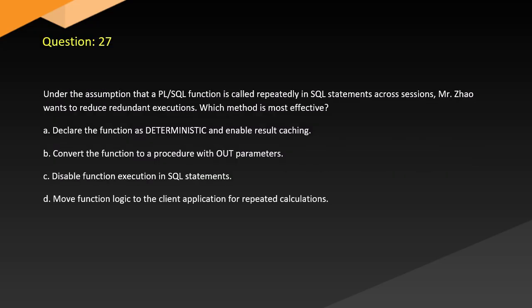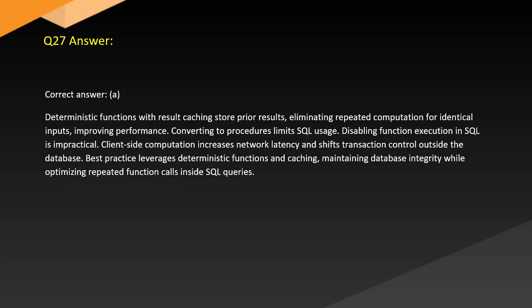Question 27. Under the assumption that a function is called repeatedly in SQL statements across sessions, the developer wants to reduce redundant executions. Which method is most effective? A. Declare the function as deterministic and enable result caching. B. Convert the function to a procedure without parameters. C. Disable function execution in SQL statements. D. Move function logic to the client application for repeated calculations. Answer.